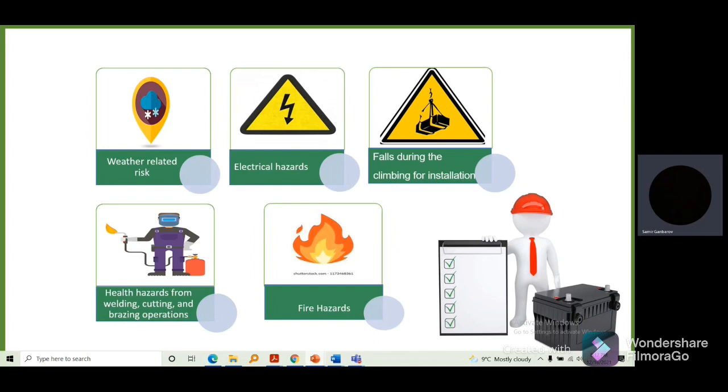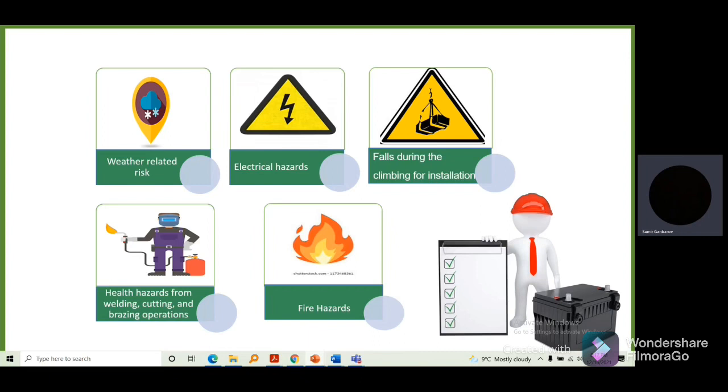Electrical hazard. There are a number of different serious electrical risks that wind farm workers are exposed to that can cause critical injuries, such as shock, falls, thermal burns. Then falls during the climbing for installation. It's really dangerous for workers during the climbing, but it can be controlled with proper work practice and personal protective equipment.